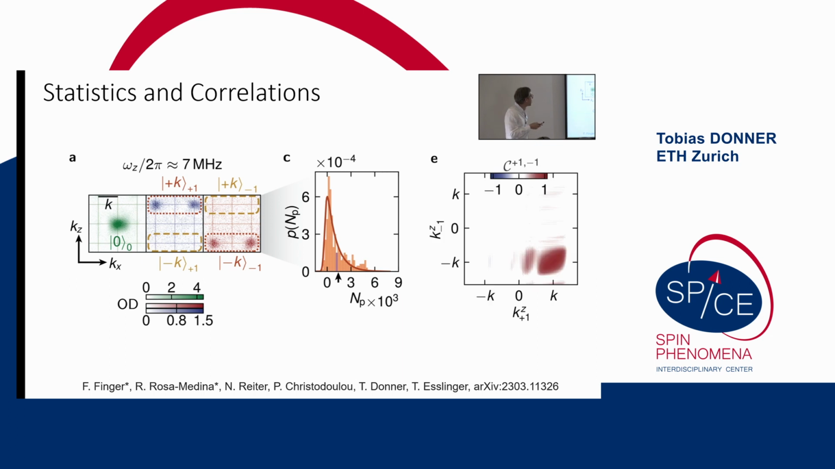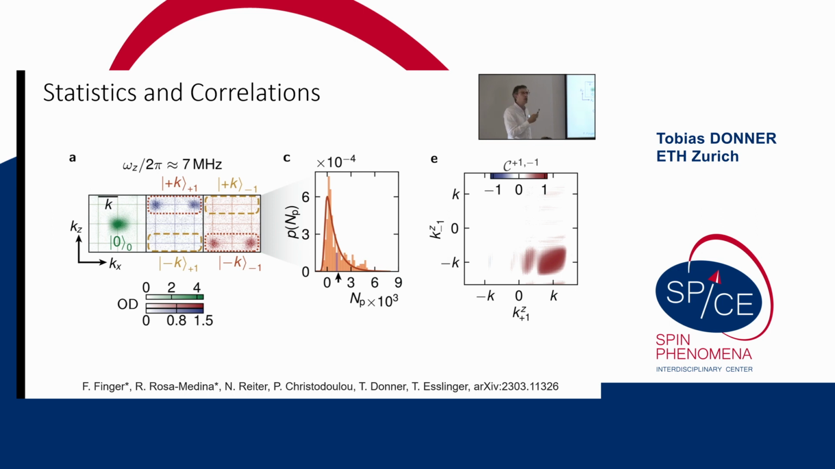Last thing we could look at was correlations. And you see in this correlation map that it's very likely that we get atoms in the -1 state if we have atoms in the +1 state, and all the other fields are kind of unoccupied. What we're not able to show yet, at least, is that this is a squeezed state. For this, our detection efficiency is not high enough, but that's, of course, something which we are working on.